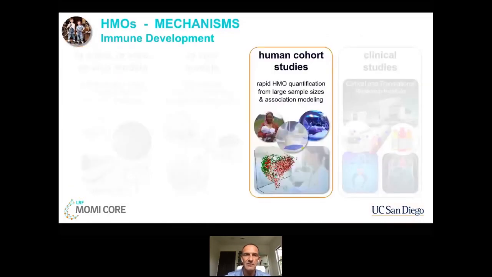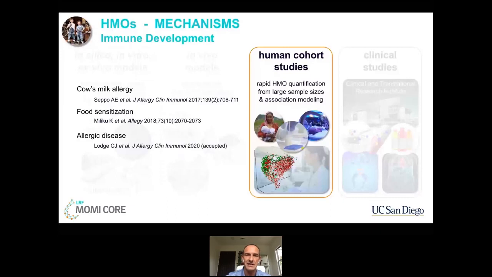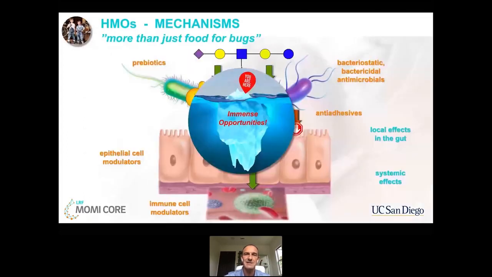So these are all from in silico and in vivo models in animals, but we also have human cohort studies where we can link human milk oligosaccharides specifically to cow milk allergy, to food sensitization, and to allergic disease. And this paper just got accepted recently. So not only can we model this in vitro in tissue culture and animal models, but we then see that there are associations relevant in human cohort studies as well. And the next step would then be to test this in clinical studies. So really, what we think is we are at the tip of the iceberg. There's probably many more mechanisms of what oligosaccharides can do, immense opportunities to work in this space.